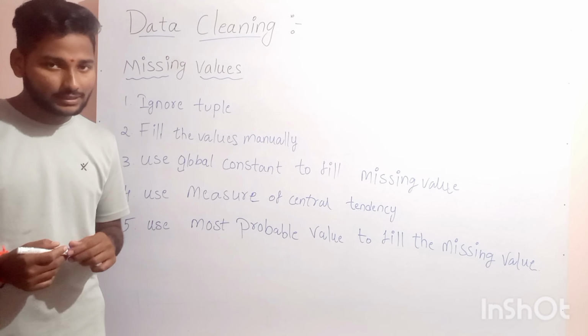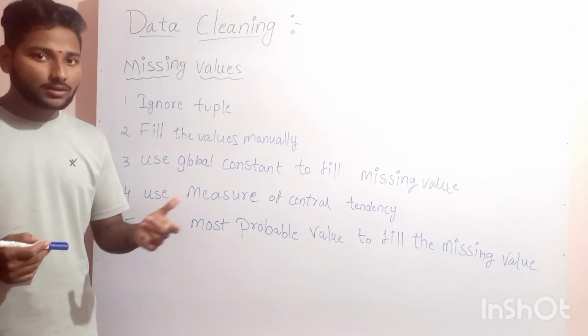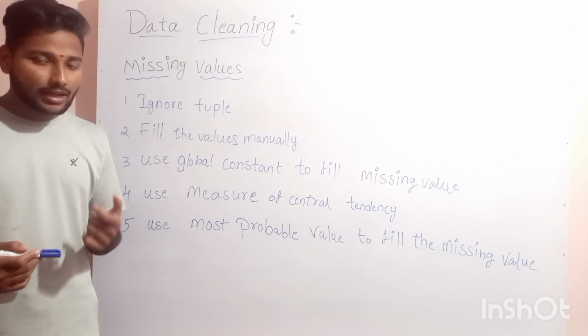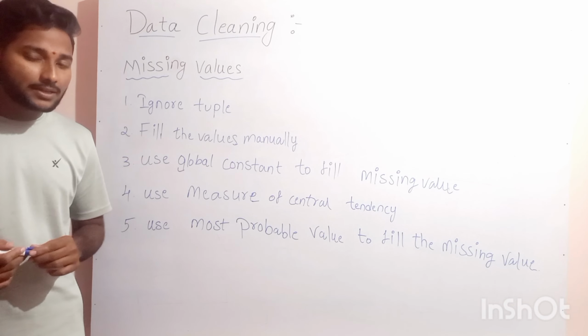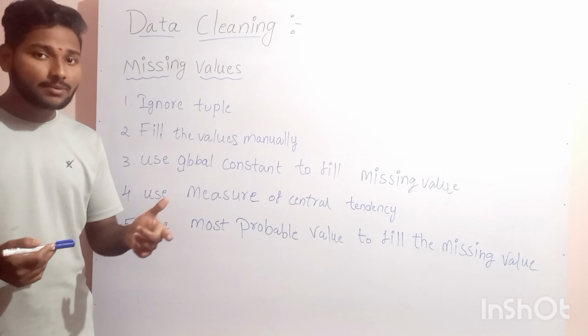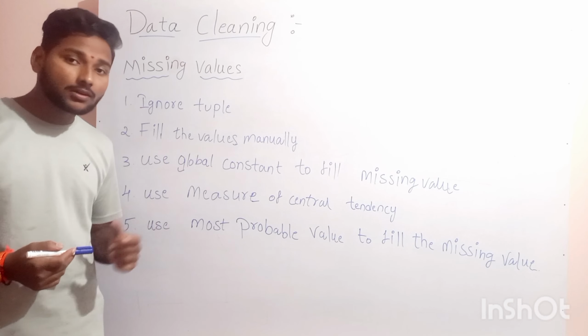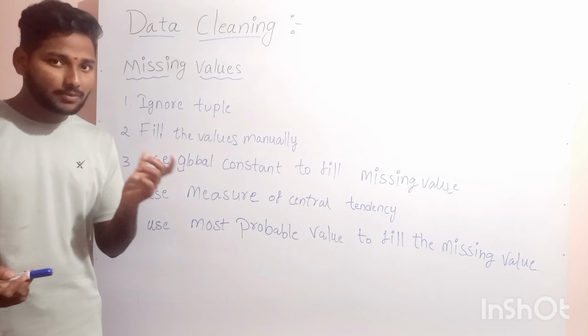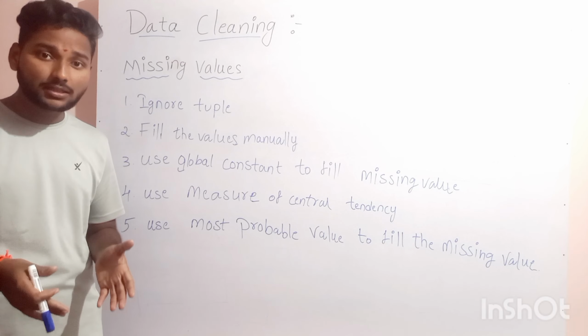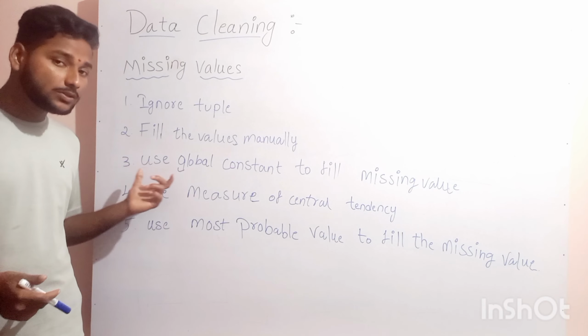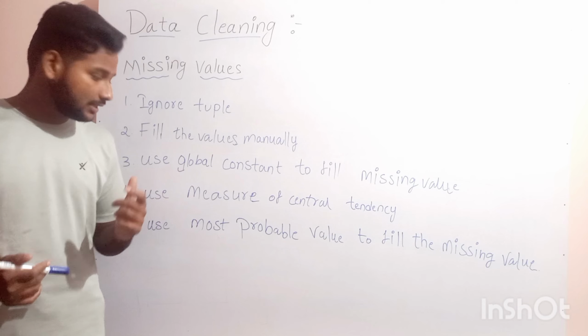Third, use a global constant for the missing value. For example, if we collect data about water details, everybody has the country as India. If any person doesn't provide the country name, we use the global constant India because everybody comes under the India country. So we use a global constant like India.